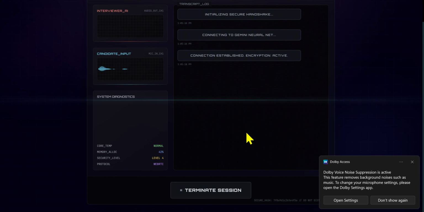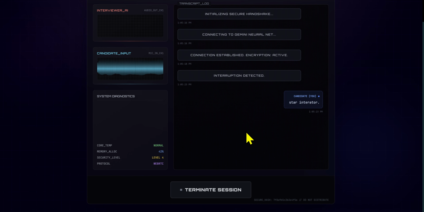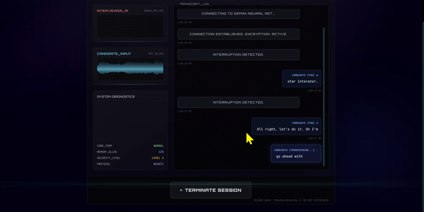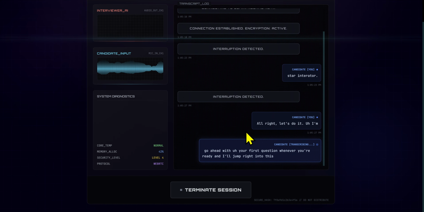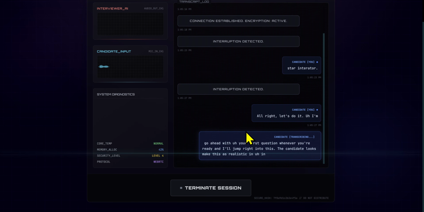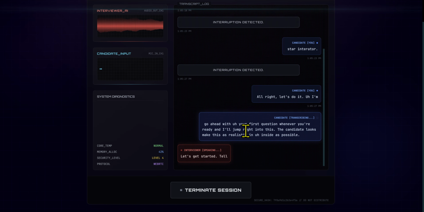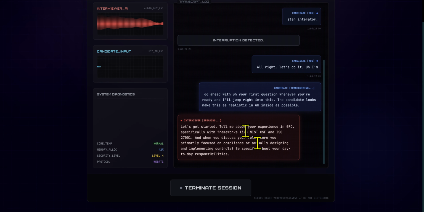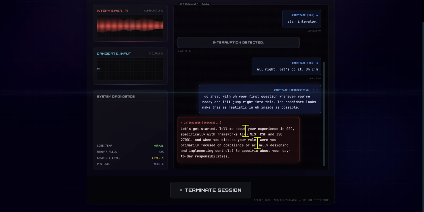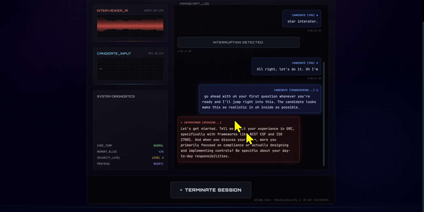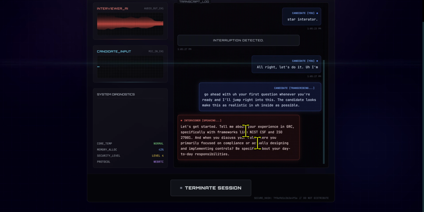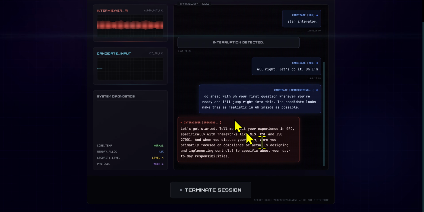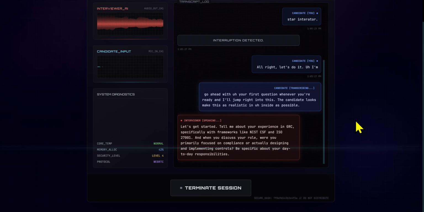Mock interview. All right, let's do it. I'm ready. Great. Go ahead with your first question whenever you're ready, and I'll jump right in as the candidate. Let's make this as realistic and insightful as possible. Let's get started. Tell me about your experience in GRC, specifically with frameworks like NIST CSF and ISO 27001. And when you discuss your role, were you primarily focused on compliance or actually designing and implementing controls? Be specific about your day-to-day responsibilities.